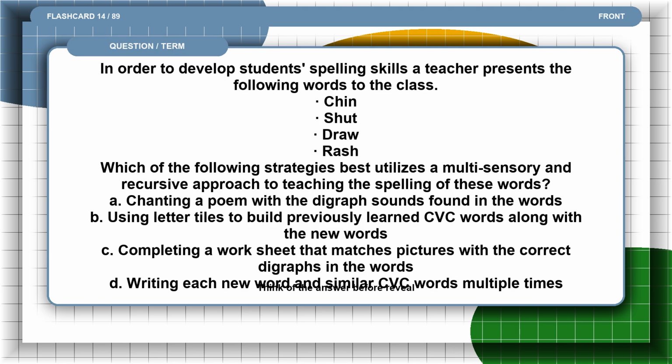Flashcard 14. In order to develop students' spelling skills, a teacher presents the following words to the class. Chin, shop, draw, rash. Which of the following strategies best utilizes a multisensory and recursive approach to teaching the spelling of these words? A. Chanting a poem with the digraph sounds found in the words. B. Using letter tiles to build previously learned CVC words along with the new words. C. Completing a worksheet that matches pictures with the correct digraphs in the words. D. Writing each new word in similar CVC words multiple times. Pause and think of the answer before the reveal.